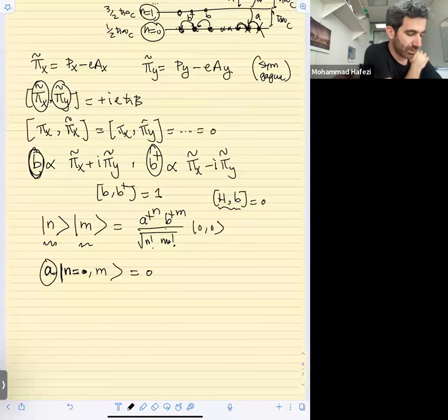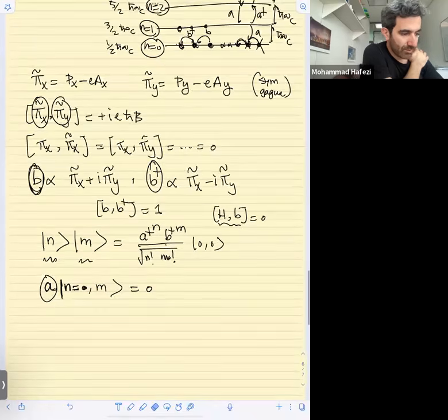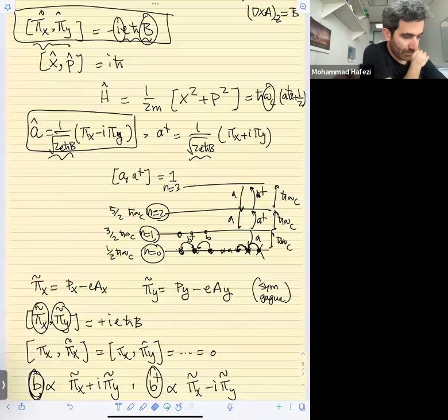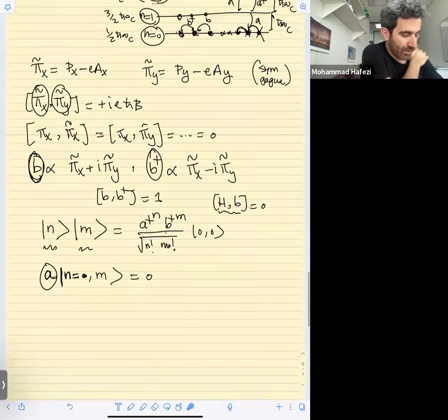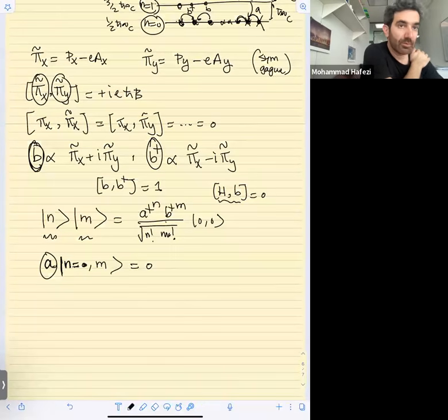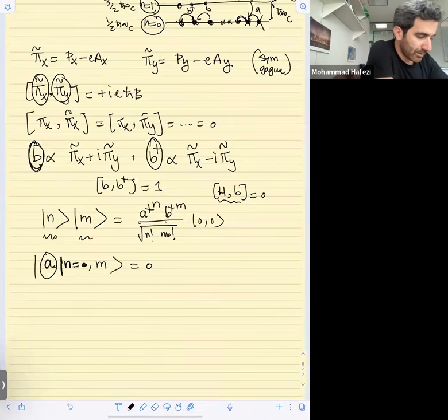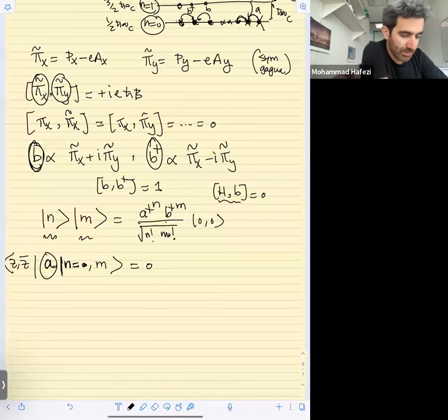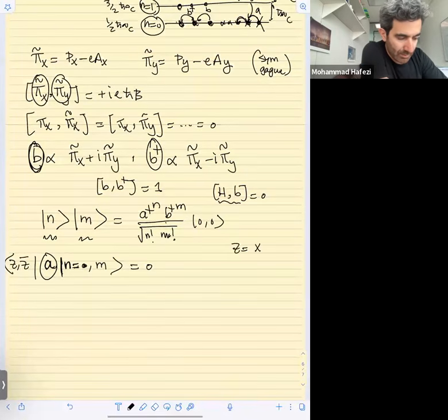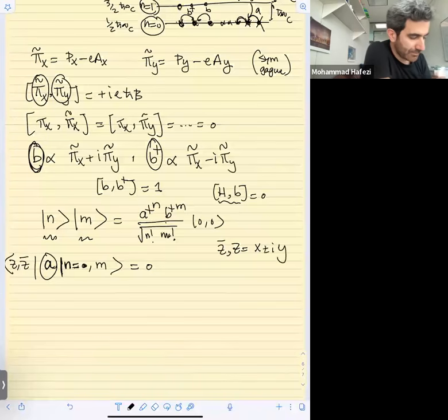I leave the notes in case you want to follow that. But the idea is that you have some derivatives of x over here, some derivatives of y over here, and this A, when it applies on this, should give me 0. So if I write it in the complex basis, z and z bar are x plus or minus iy.